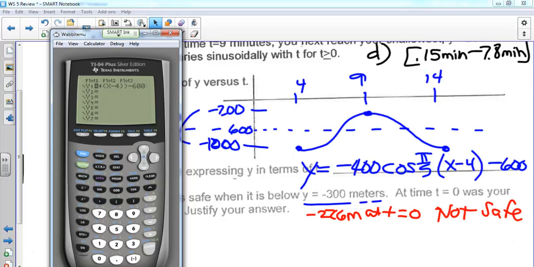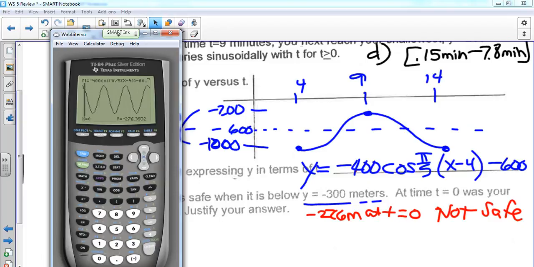What's an appropriate window? -1200 to 100. Okay, for the y value though, right? Yeah. -1200 I did to 0. Across, I just did -1 to 30. You could go 0 to 30. You could go 0 to 20. Doesn't matter. Then once I had graphed it, what are 2 points I could check? 4 and 9. Okay. Trace 4 was supposed to be at -1000 and 9 was supposed to be at -200. It's working. It asked about time 0, so I did trace 0.